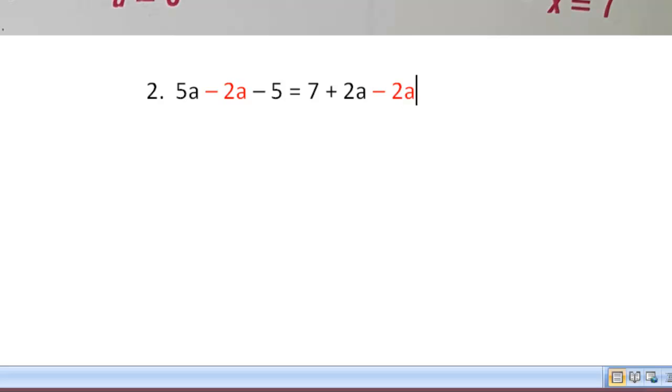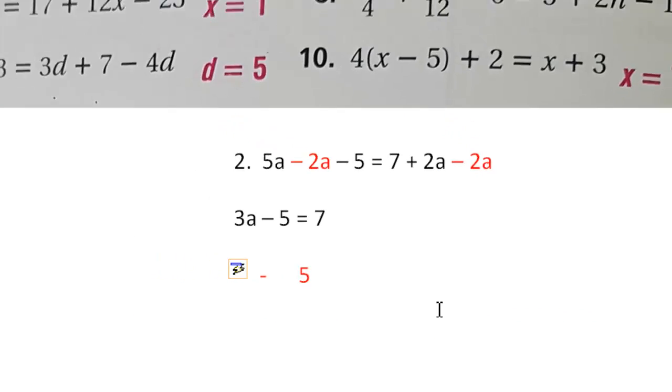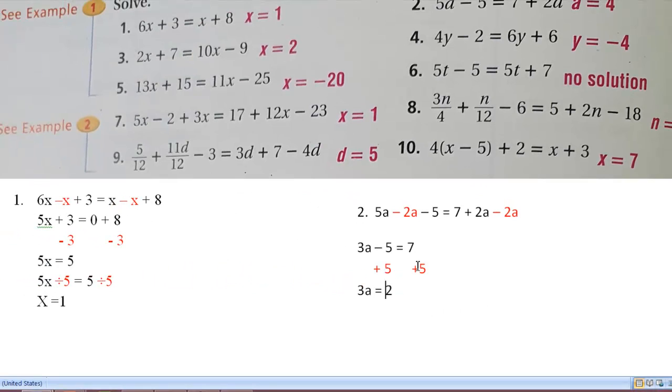So after subtracting 2a from both sides, we have 5a minus 2a, which equals 3a, and negative 5 equals 7. Now it has become a normal equation, and we can solve it the same as in the last two lessons. What will we do with the 5? We will add 5 to both sides. The result here will be 5 plus 7, which is 12.